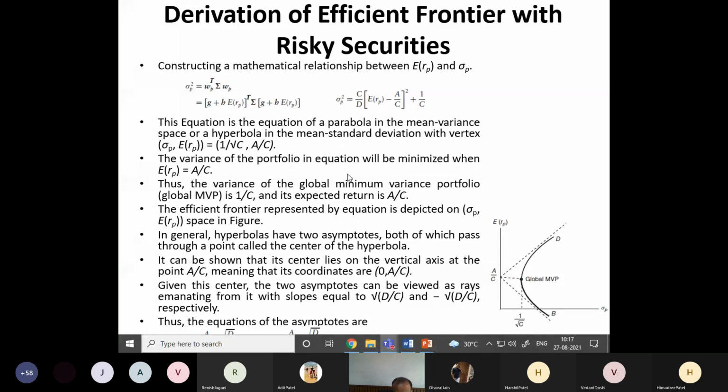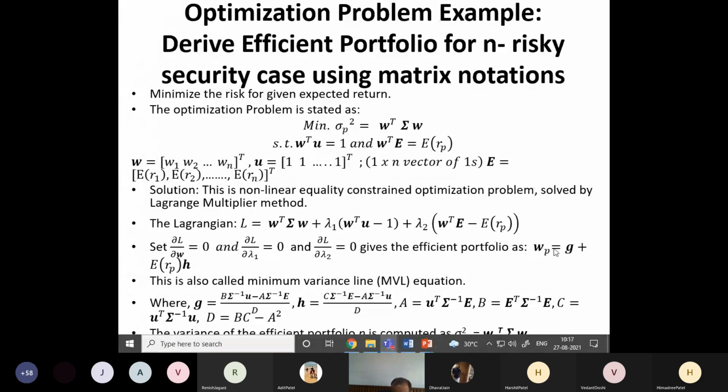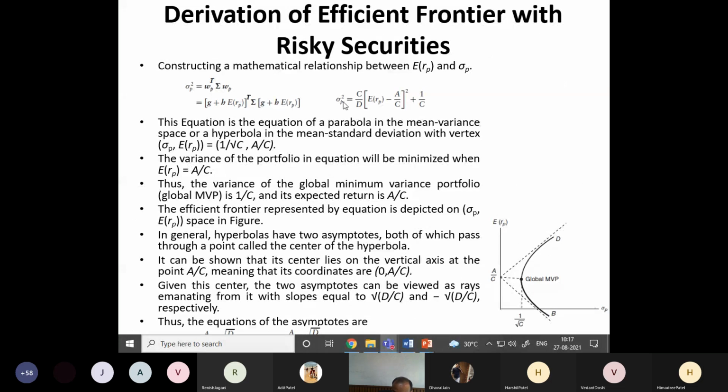And this equation that we have derived, WP equals G plus ERP into H, is very important. It is the relation between ERP and weight, and that is a linear equation. But the relation between sigma p square and ERP is non-linear, and that is the hyperbola in mean standard deviation space. I hope it is clear.